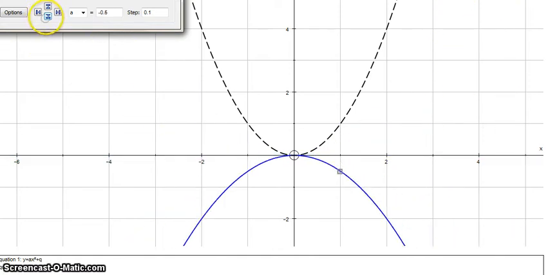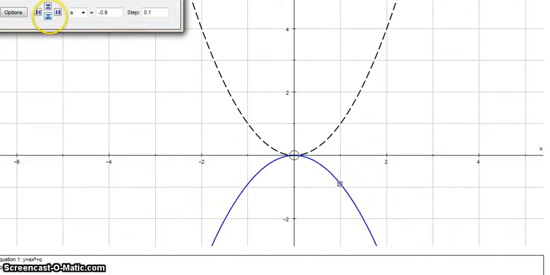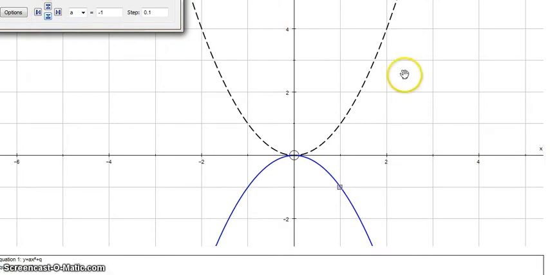What happens if I make the a negative? Well, as you can see here, it's reflecting the graph in the x-axis. So what was up here at, let's say, 2 is now down here at minus 2. The point that was at 1 is now down at minus 1. And reflecting 0, it's still at the origin.